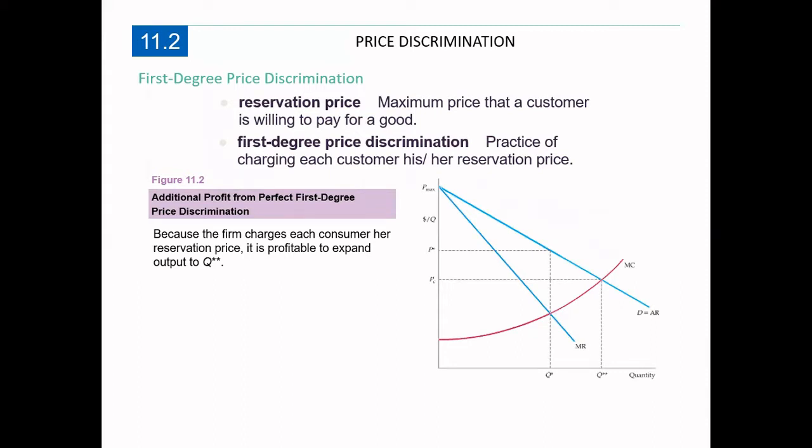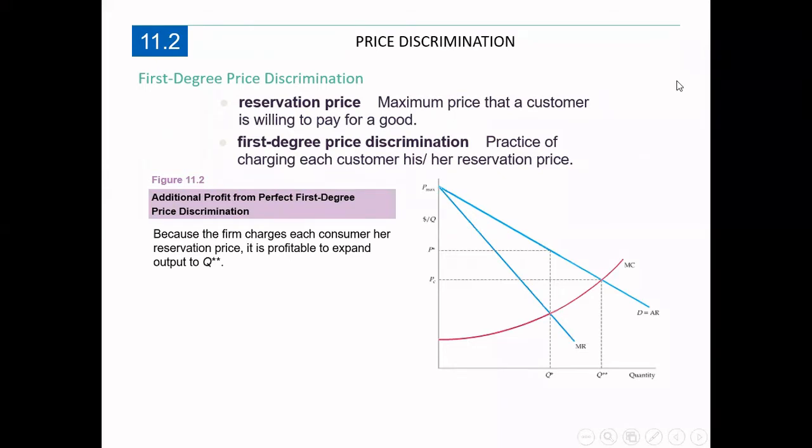The first degree of price discrimination is the practice of charging each customer his or her own price. Maybe I make price discrimination based on place, maybe based on time, maybe based on units. We have different types. But the first degree is that each customer's price is determined according to his reservation price.